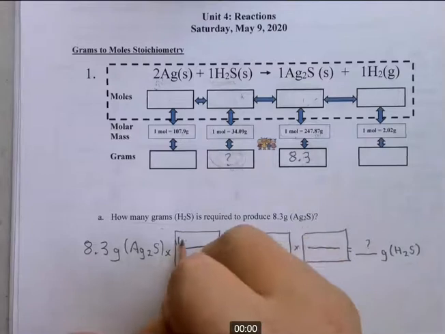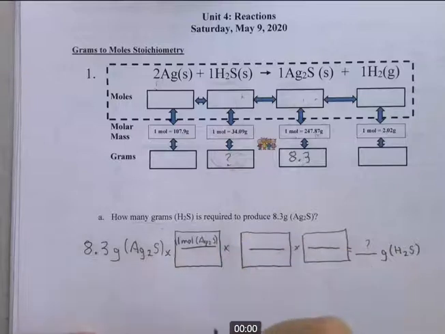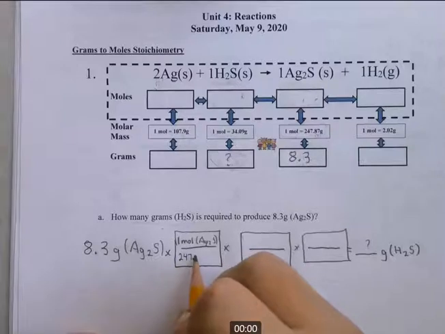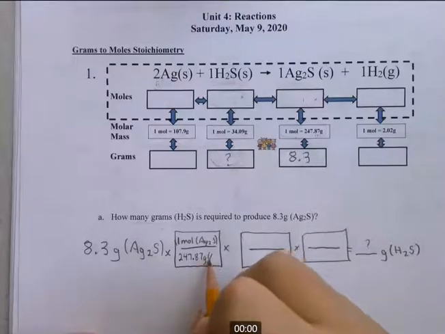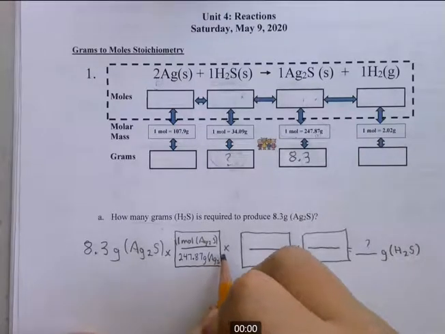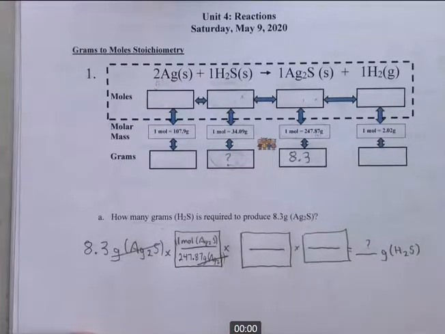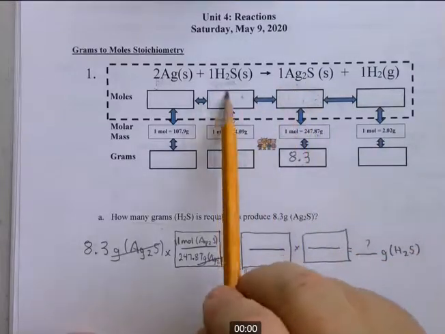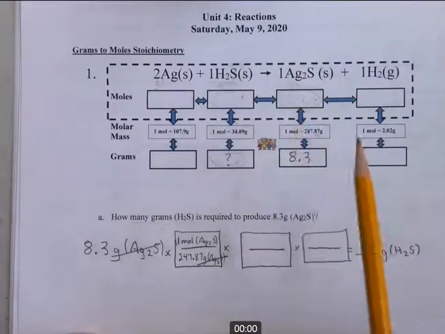So I have 1 mole and that's going to be 247.87. And on the AP exam, generally they're going to round the numbers. They're not going to be dealing with decimals for things like this. Okay, so grams of Ag2S cancels with grams of Ag2S. Okay, now we're ready to go from moles of Ag2S. Now we're sitting in this box over to moles of H2S.